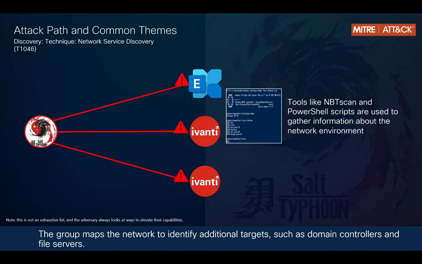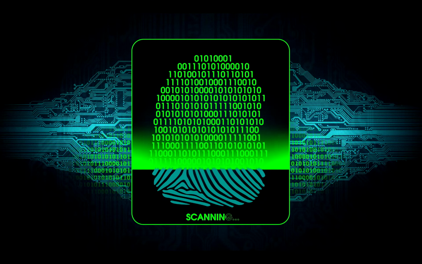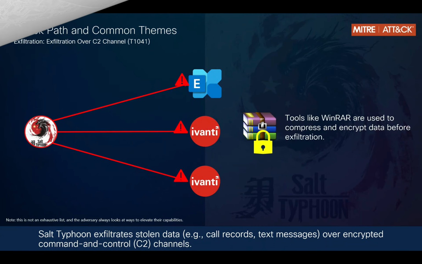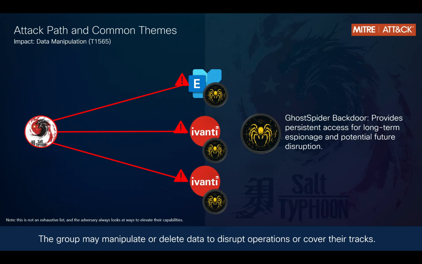Discovery, they use tools like NBTscan and PowerShell scripts that are used to gather information about the network. And then exfiltration, they use tools like WinRAR. They compressed and encrypted that data before they exfiltrated it out of the environment. And then impact was really focused around data manipulation, leveraging Ghost Spider's backdoor, which provided the persistence for long-term espionage and potential future disruption.